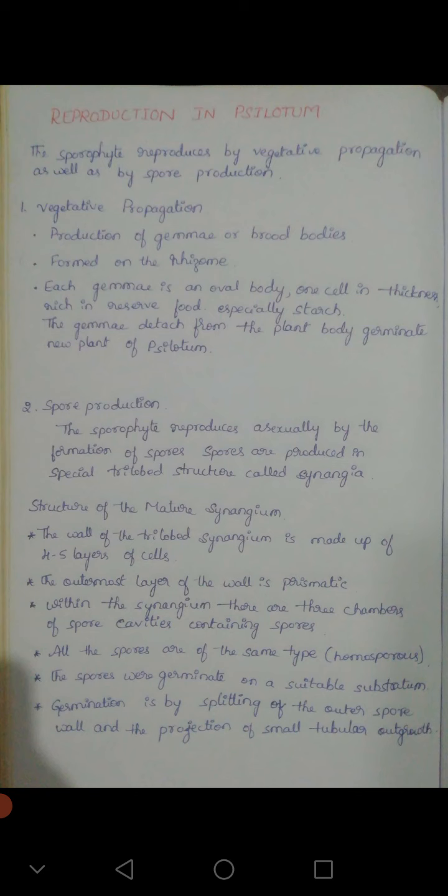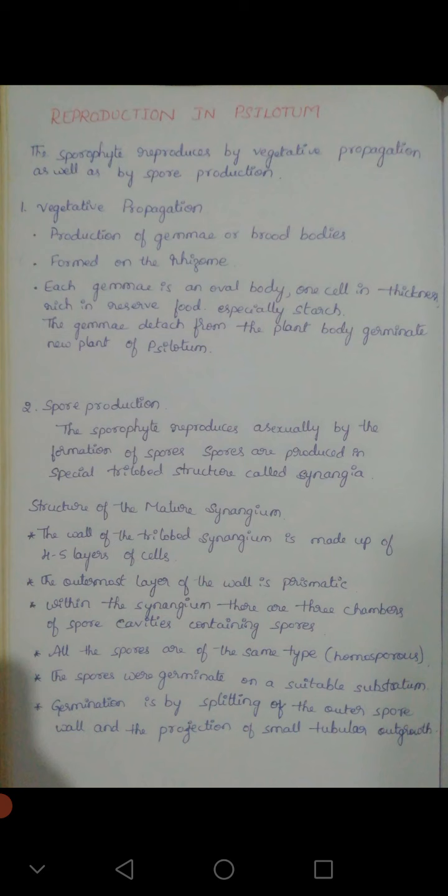First one is vegetative propagation. Production of gemmae or brood bodies formed on the rhizome. The gemma is an oval body, one cell in thickness, rich in reserve food, especially starch. The gemma detaches from the plant body and germinates into a new plant of Psilotum.